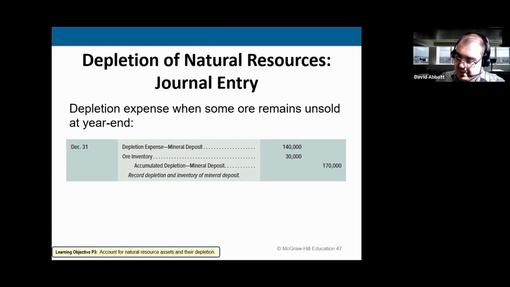Altering our example, assume that of the 85,000 tons mined in the first year, only 70,000 tons are sold. So we record depletion of $140,000. So that's 70,000 tons multiplied by the $2 depletion per unit, and the remaining ore inventory of $30,000. So that's 15,000 tons multiplied by $2 depletion per unit, as shown. So in this case, we would have a debit to depletion expense, mineral deposit, and an ore inventory debit of $30,000, and then a credit for the accumulated depletion of the mineral deposit, $170,000.